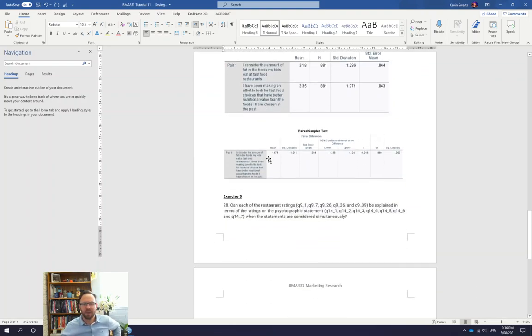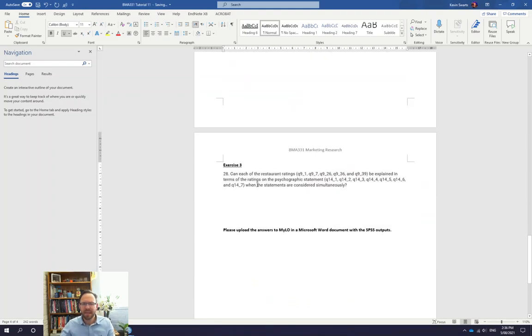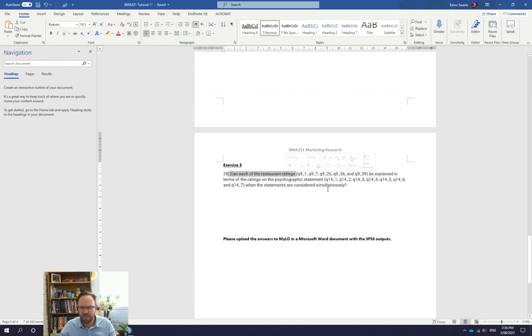So the last one that we want to do is this one here. Now this exercise 3 is a small question, but it involves a fair bit of work. So this one is tricky. I reckon this is the trickiest one to know what to do. Because it says, can the restaurant ratings be explained? Now, that doesn't really tell us what test to use overtly, right?